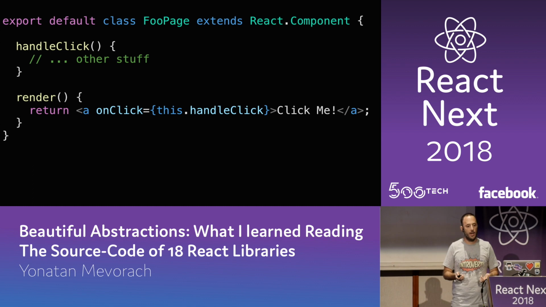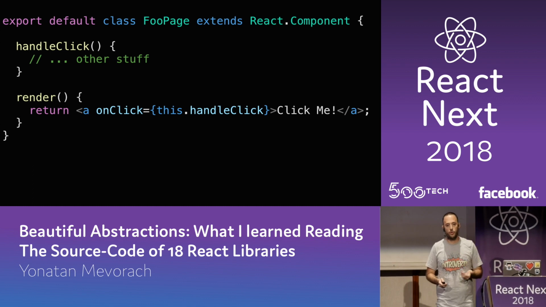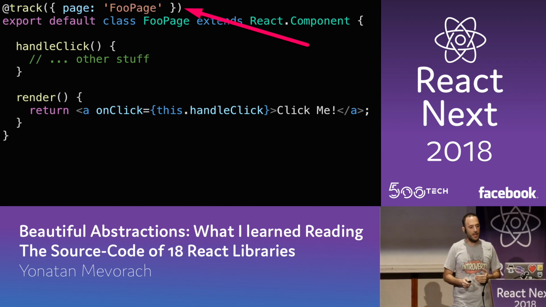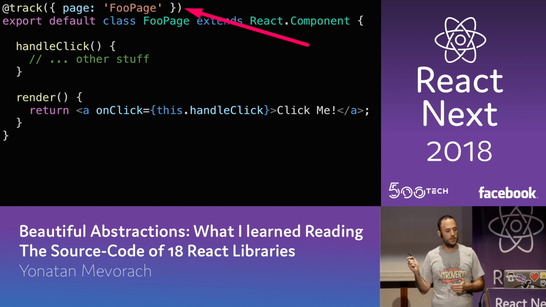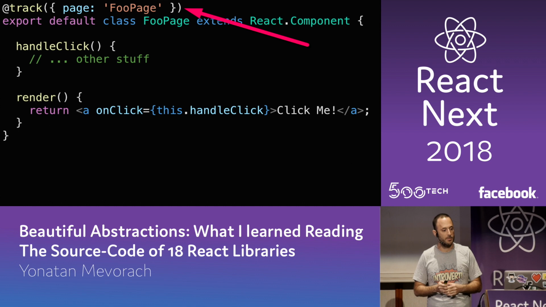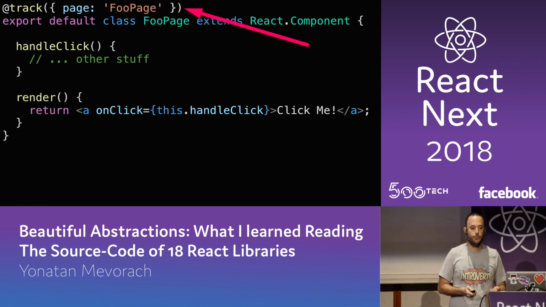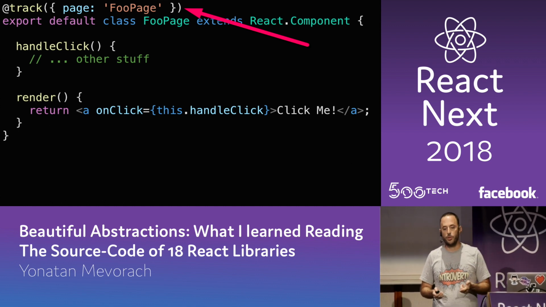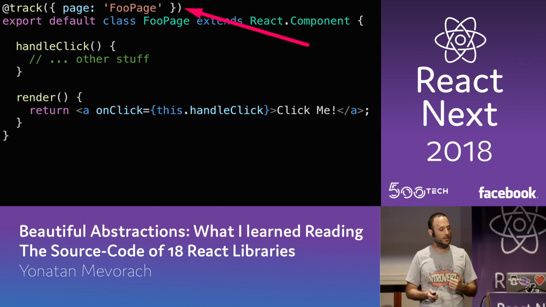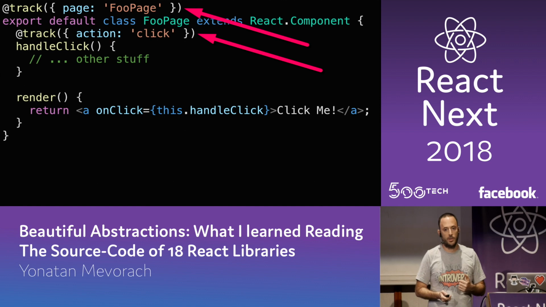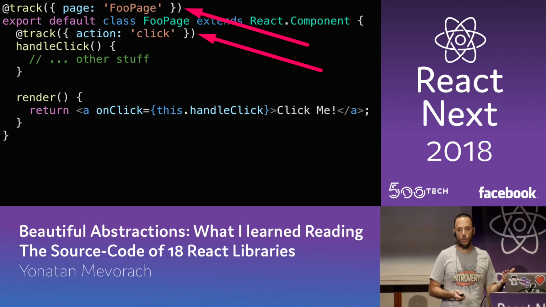So this is how you would use it. Let's say I have a regular React component and I want to report it to my analytics software when this component is added to the page. All I need to do, instead of actually changing its source code, is add this ECMAScript decorator on top. And now this component will be reported when it's mounted. And similarly, if I want to report whenever the user clicks this click me button, instead of changing the event handler, I just need to decorate it with the decorator, and it will work.